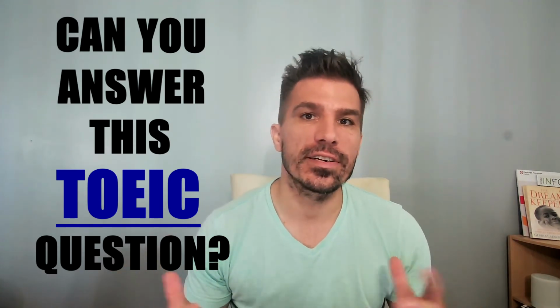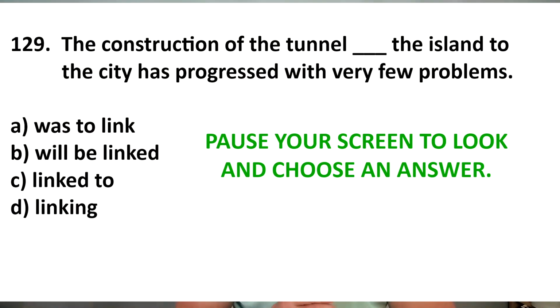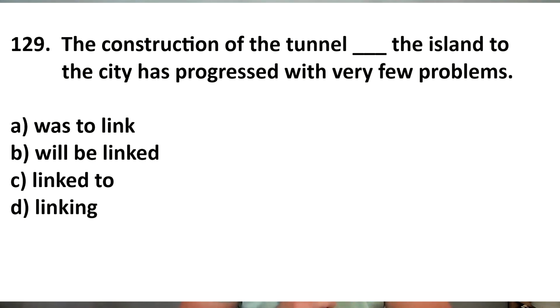Let's answer a difficult TOEIC question. So here it is. Take your time to look at this. If you want to pause your screen, please pause. All right, let's look at the question. The construction of the tunnel, blank, the island to the city has progressed with very few problems. So here we have four choices, and a lot of them look good. Was to link, will be linked, link to, linking.